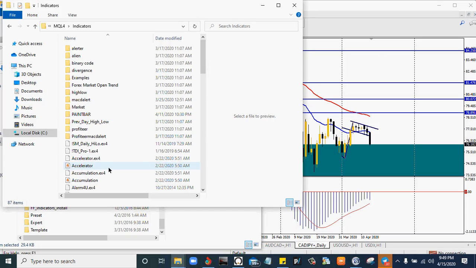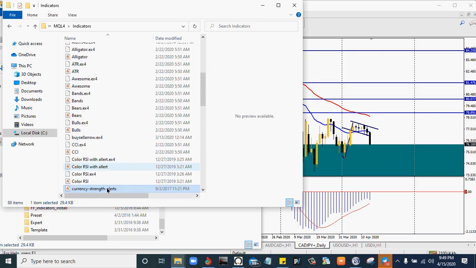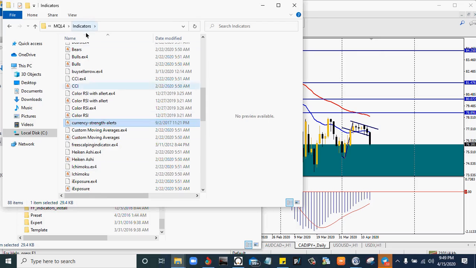Then I go to my indicator and paste it. So you can see it's right there in my indicator folder. Then I close it up.